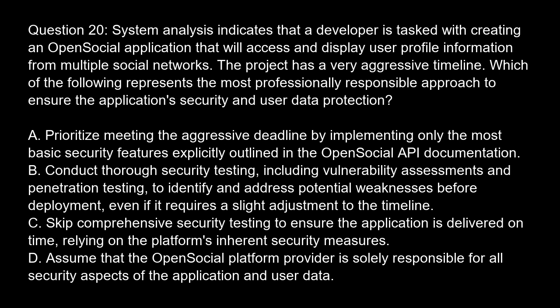Option A. Prioritize meeting the aggressive deadline by implementing only the most basic security features explicitly outlined in the OpenSocial API documentation. Option B. Conduct thorough security testing, including vulnerability assessments and penetration testing, to identify and address potential weaknesses before deployment, even if it requires a slight adjustment to the timeline. Option C. Skip comprehensive security testing to ensure the application is delivered on time, relying on the platform's inherent security measures. Option D. Assume that the OpenSocial platform provider is solely responsible for all security aspects of the application and user data.